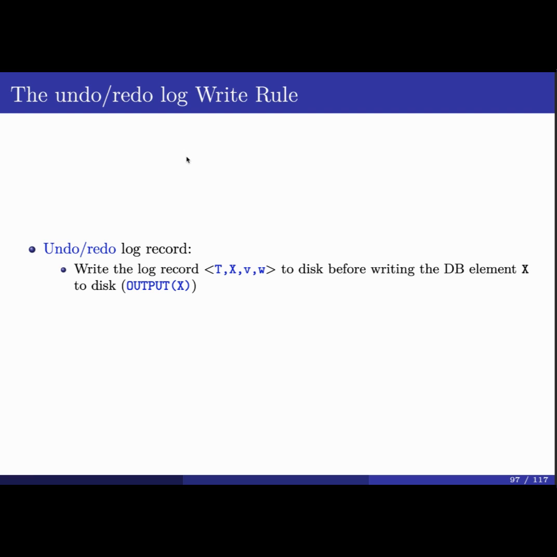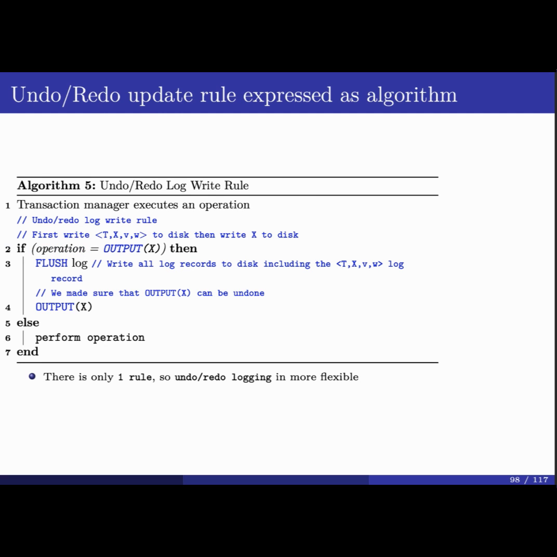And again, just to remind you, the log writing rules that we came up with allow us to control when we need to flush the content of the log file that's stored in main memory to the disk. So this is the algorithm to cover the undo redo write rule.